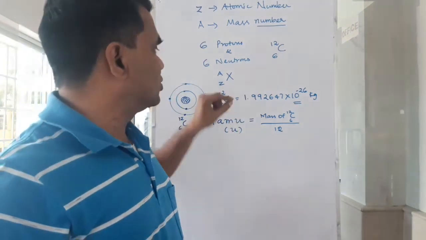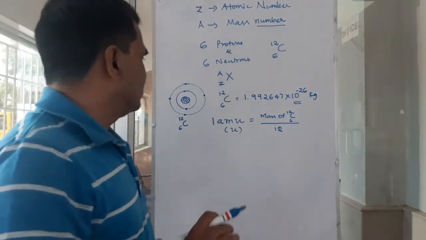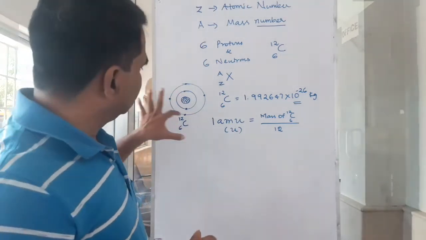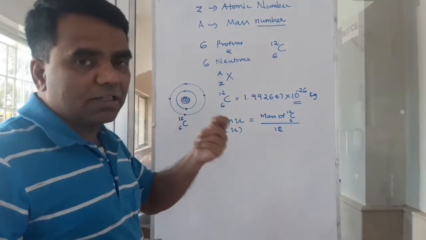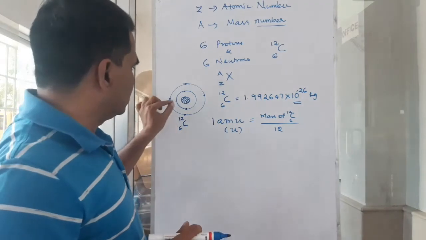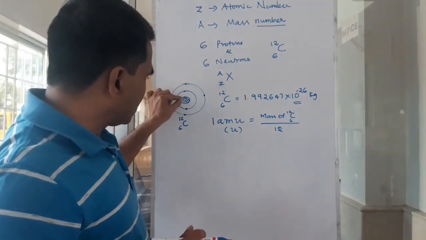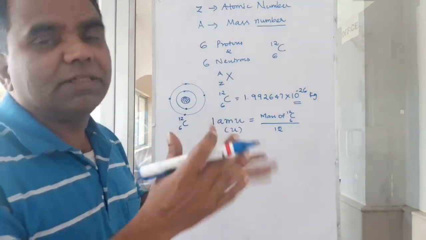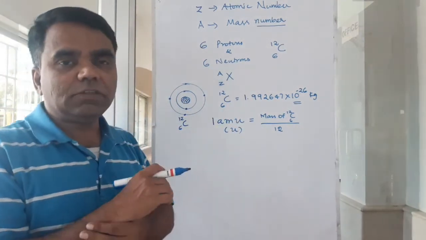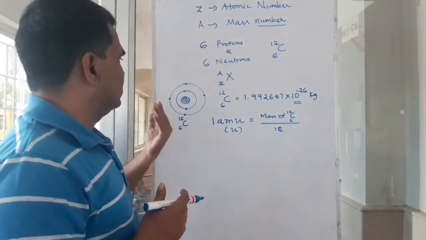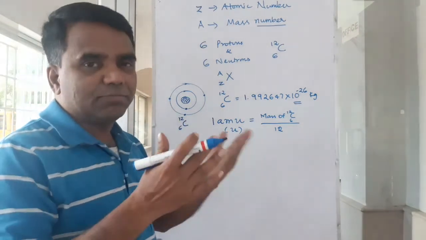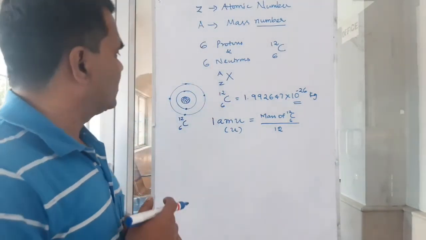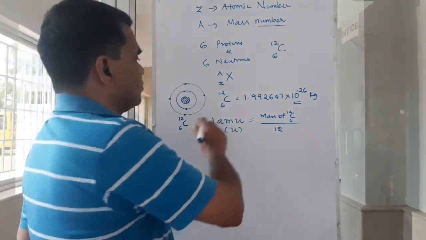So that's for carbon 12. Effectively, since you can ignore the mass of the electrons, one atomic mass unit translates to the mass of one proton or neutron, assuming that proton and neutron have the same mass, or you can say that it's the average mass of a proton and a neutron. Okay. So this is what it is.